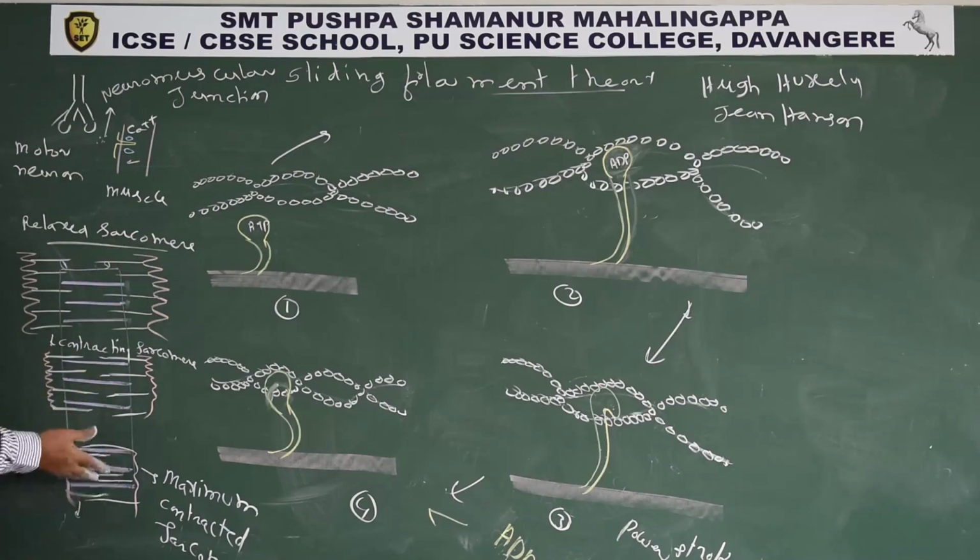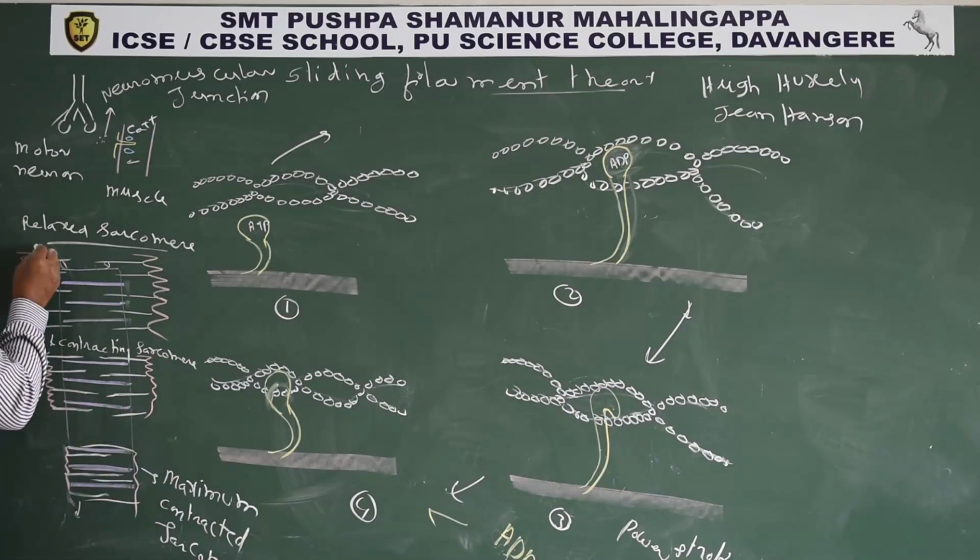In a maximally contracted sarcomere, observe, it contains the Z line, A band, Z line, meaning the I band decreases and the H zone disappears. In a relaxed sarcomere, there is the I band and H zone. In a contracting sarcomere, the I band and H zone decrease. In a maximally contracted sarcomere, the I band and H zone disappear, but there is no change in the length of the A band.